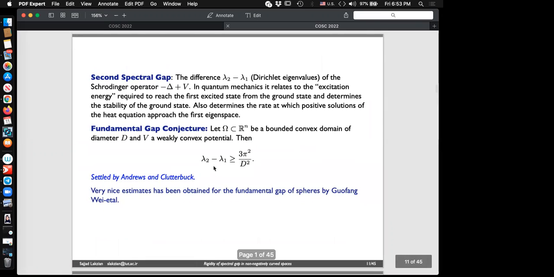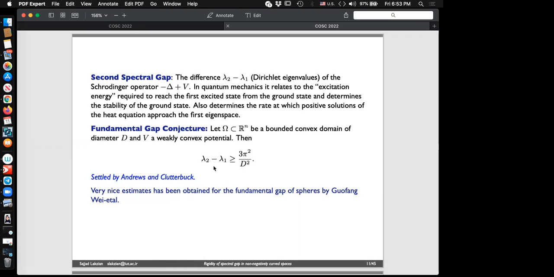Also, one can talk about the second spectral gap, which is much harder. Well, in some ways it is harder. It's much harder than the first spectral gap. I might not be too updated on this, but as far as I've seen, the results of Gufang Wei and her collaborators were the latest things I saw on this.